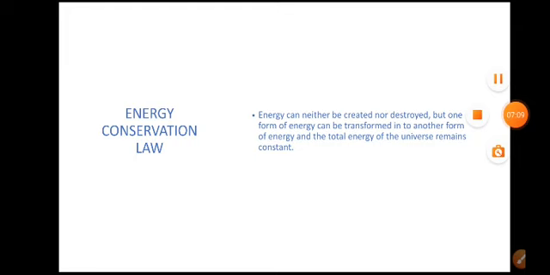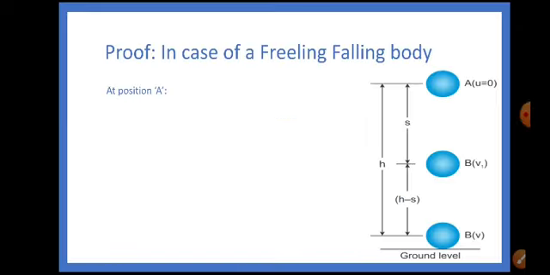Right? Next, we have a proof. We have to prove that one form of energy is converted into another form of energy. In our syllabus we have the freely falling body, so we have to prove it in case of a freely falling body. What is a freely falling body? When you throw an object, any body, it goes to a certain height. After some height, its velocity becomes 0.